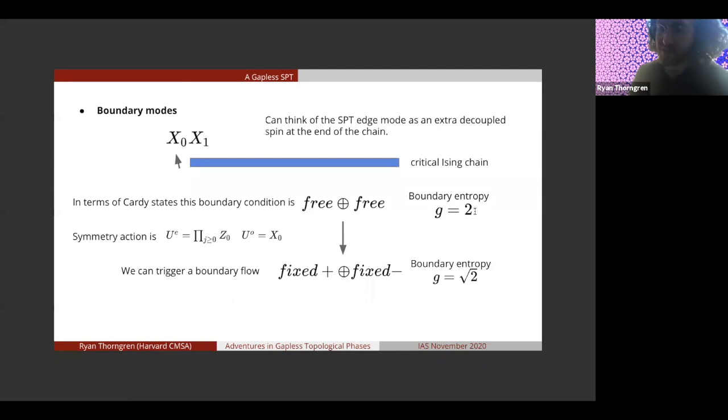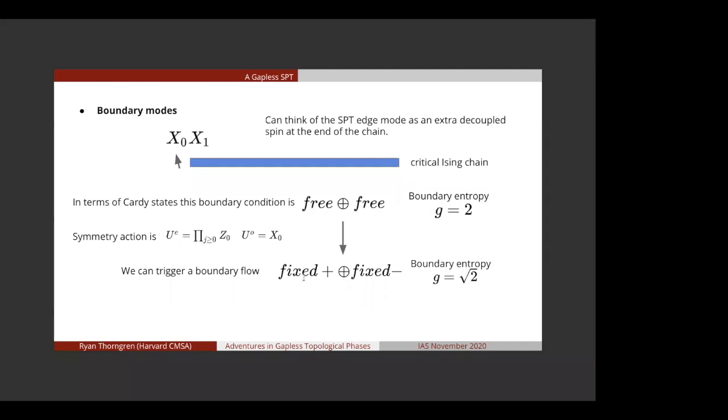But this degeneracy is not stable. There's an operator that we can add that commutes with the symmetry, which is just XX, just the ferromagnetic coupling from this extra spin to the first spin of the critical Ising chain. And if we do that, we trigger a boundary flow from this free plus free boundary condition to the sum of the two fixed boundary conditions.